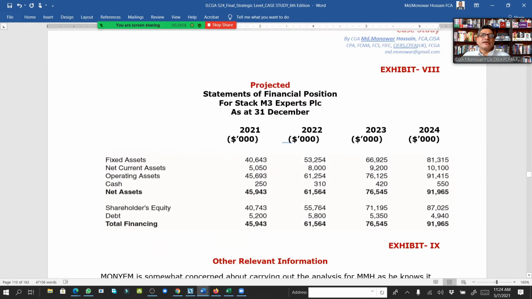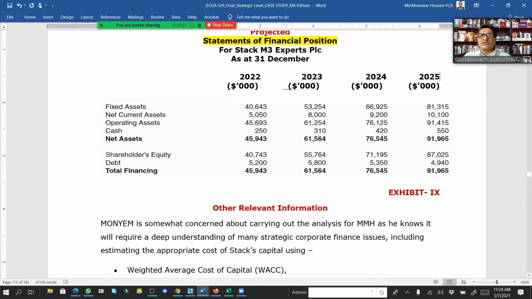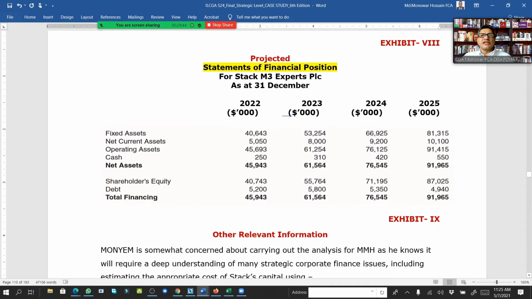In the same way, here is the financial position, which we know is the balance sheet also. Again it would be 22, 23, 24 and 25. So here are fixed asset, total fixed asset, net current asset, operating asset, cash, and adding them gives net asset, which is equivalent to shareholders' equity as well as debt, total financing. So this is the financial position.